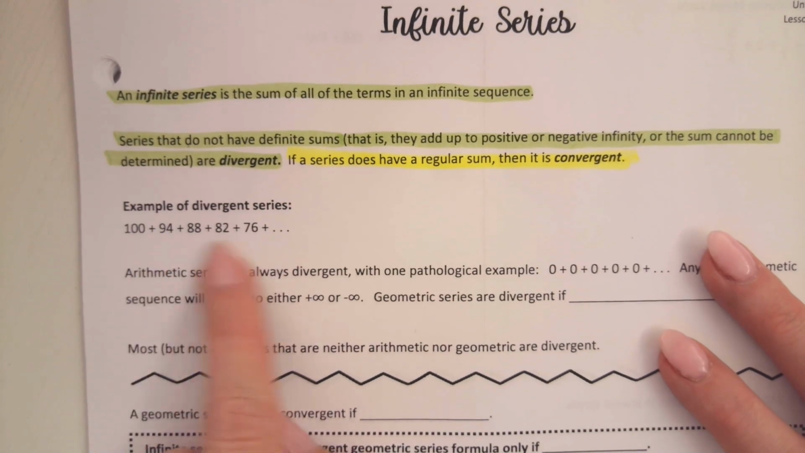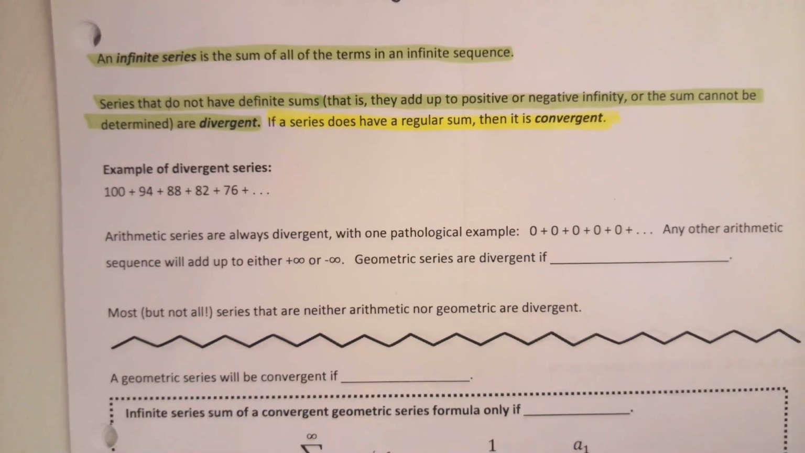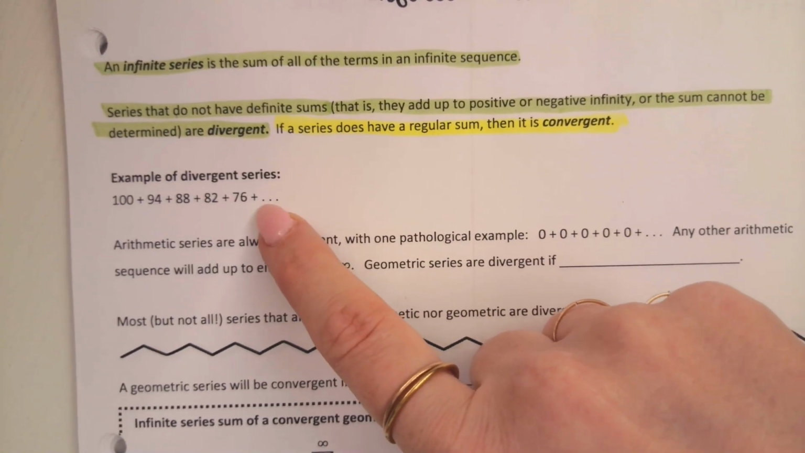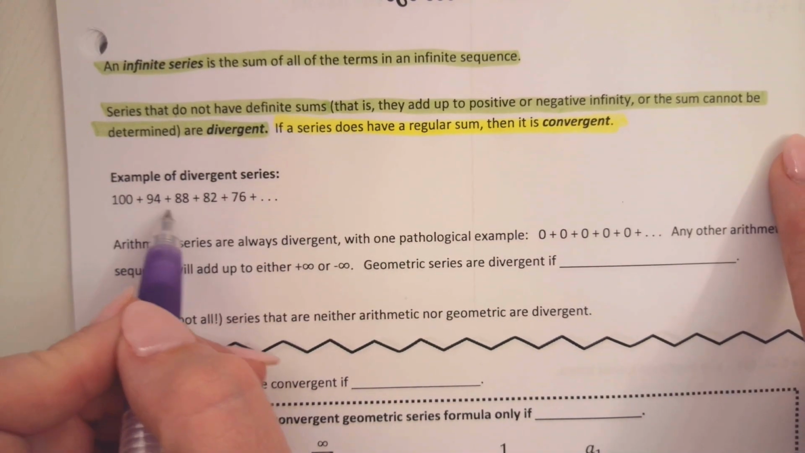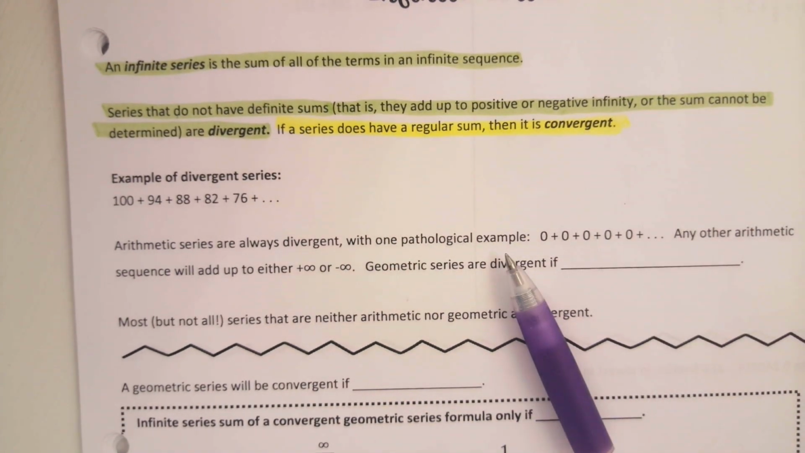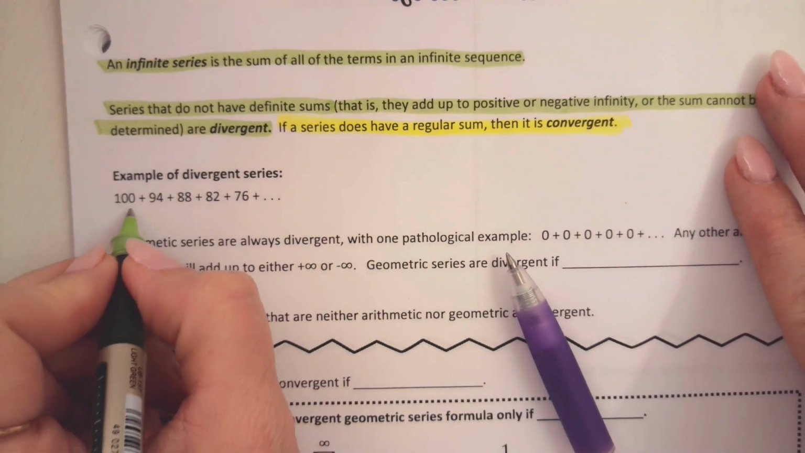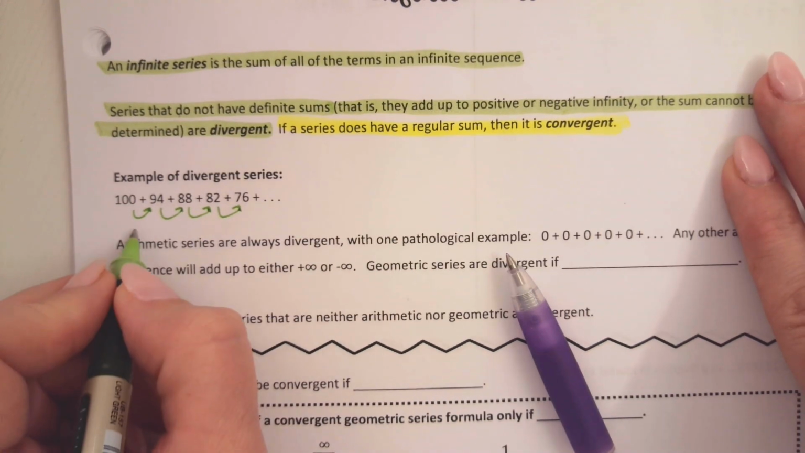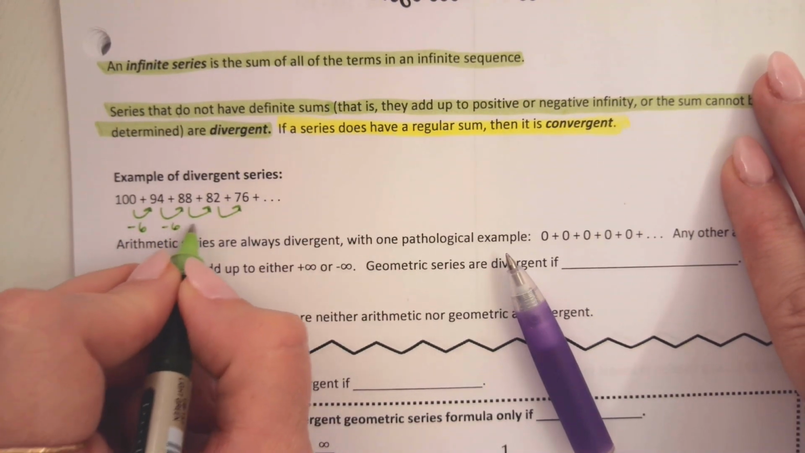So this one right here is actually an example of a divergent series, one that either goes to positive or negative infinity. And if you look, it's because, what are we doing each time to get from one term to the next, to the next, to the next? We're subtracting by how much? 6. Very good. So if you continue to subtract 6 forever and ever, what are you going to hit eventually? Negative infinity.